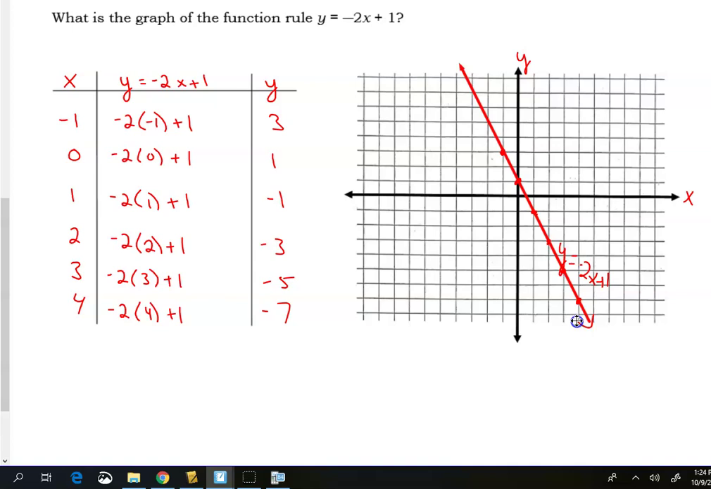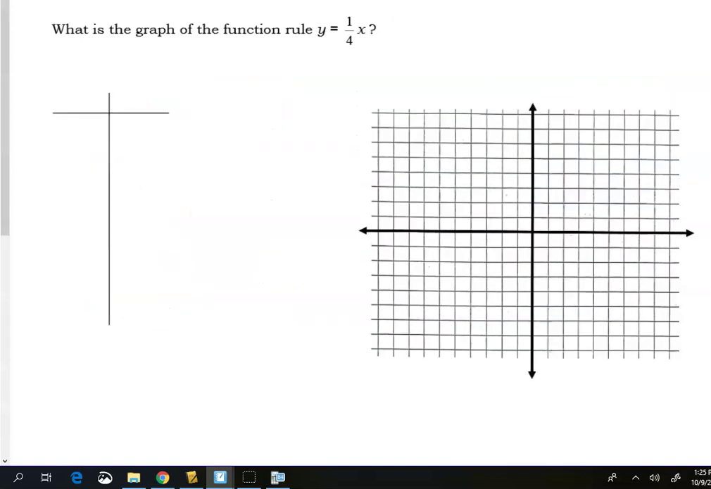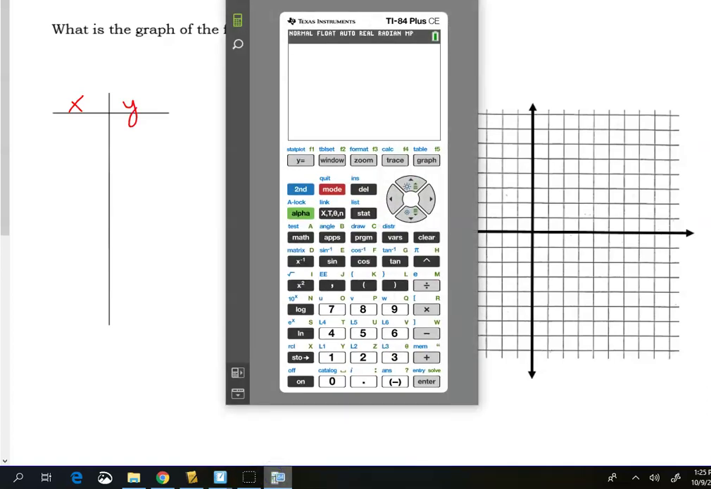The difference between what you are going to do in high school and what you did in middle school is we no longer use this middle column here. We are just going to use the graphing calculator to get our table of values. So if we go to the next equation, we have y equals 1/4 x. So notice that in my xy table, I don't have that middle column anymore because I don't need it anymore. The graphing calculator is going to do the work for me.